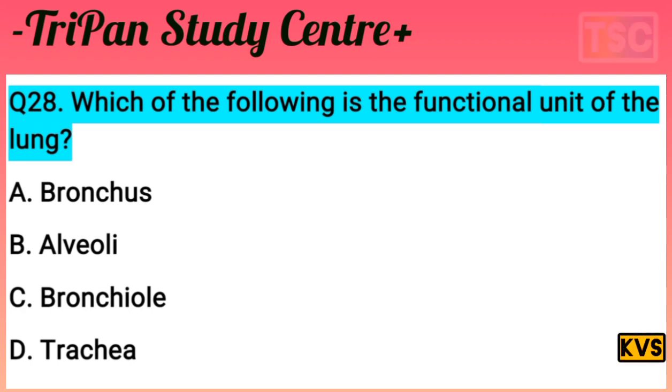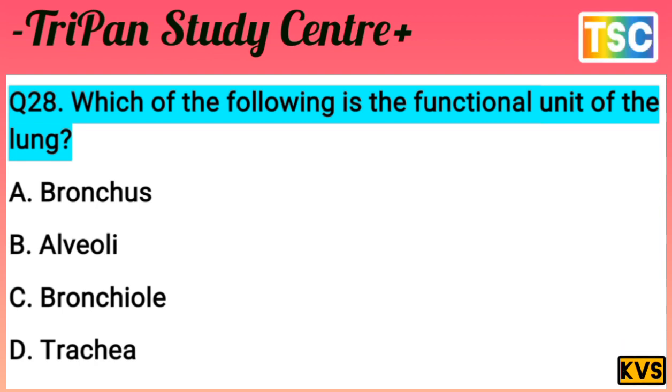Question here. Which of the following is the functional unit of the lung? A. Bronchus, B. alveoli, C. bronchiole, and D. trachea. Trachea, that is important here. You know that the question is very interesting. Which of the following is the functional unit of the lung?